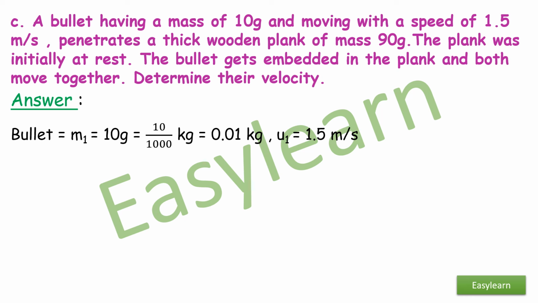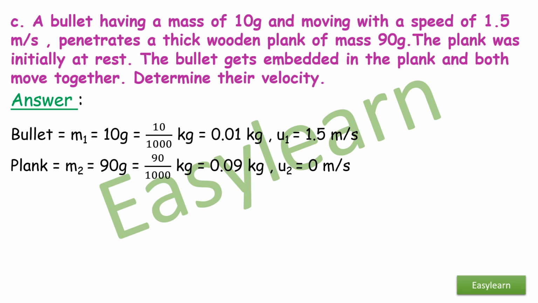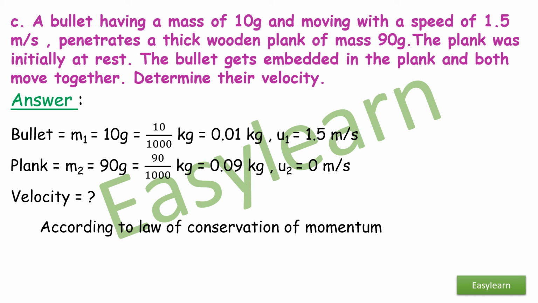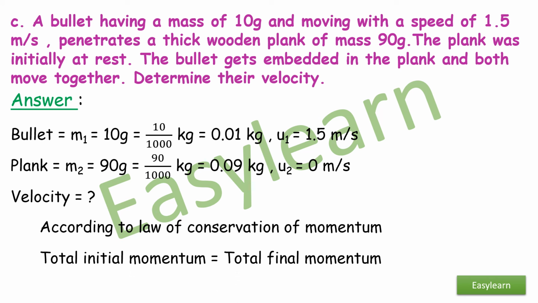So the mass of the bullet m1 is given as 10 grams. When we convert into kilograms, we get it as 0.01 kilogram. And the initial velocity is 1.5 meter per second, that is u1. For the plank, m2 is 90 grams, which is equal to 0.09 kilograms, and the initial velocity was 0 meter per second. We have to find their velocity. According to the law of conservation of momentum, total initial momentum is equal to total final momentum.